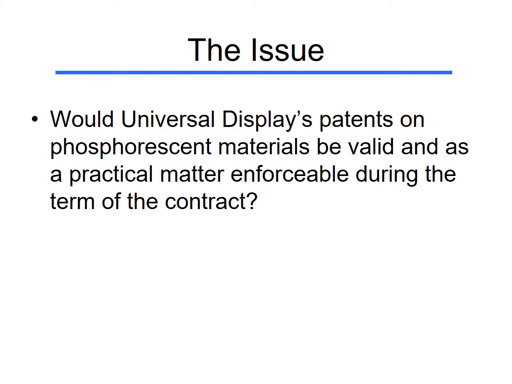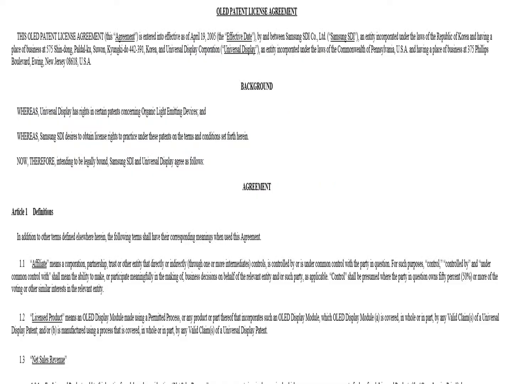And Samsung, I think, on the other side, wanted some flexibility. If the patents didn't hold up, if they weren't enforceable, Samsung wanted to at least be able to buy materials cheap from somebody else. So I think that's the issue. Let's look at the contracts and some basics of a contract, and then we'll also see how that issue played out. So here is one of two contracts the parties signed on April 19th, 2005.